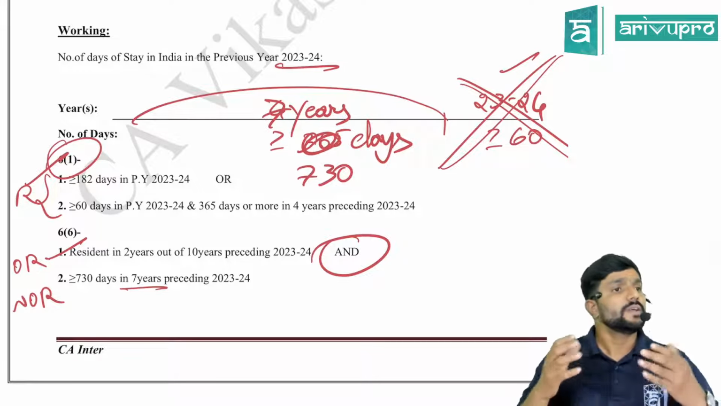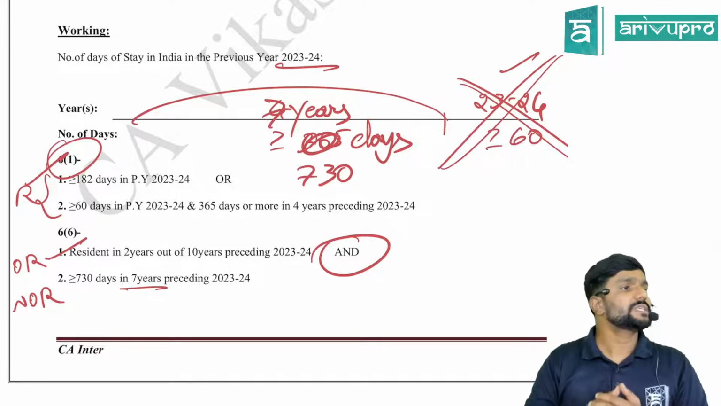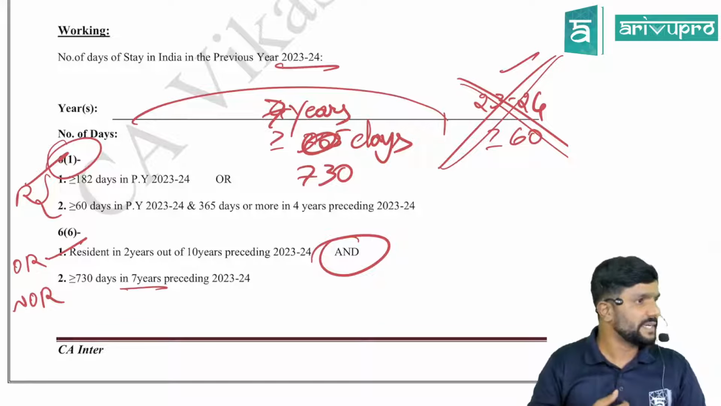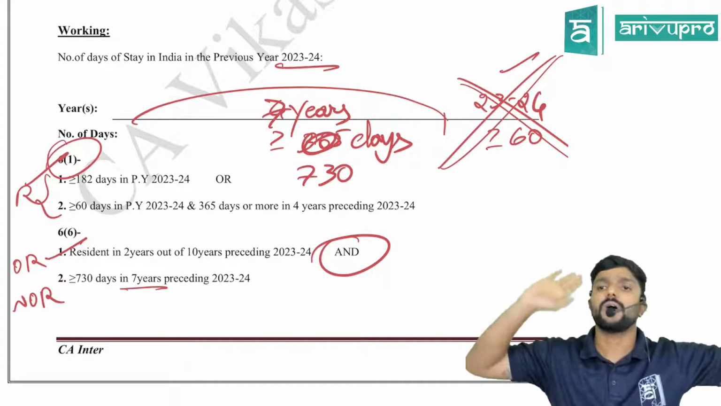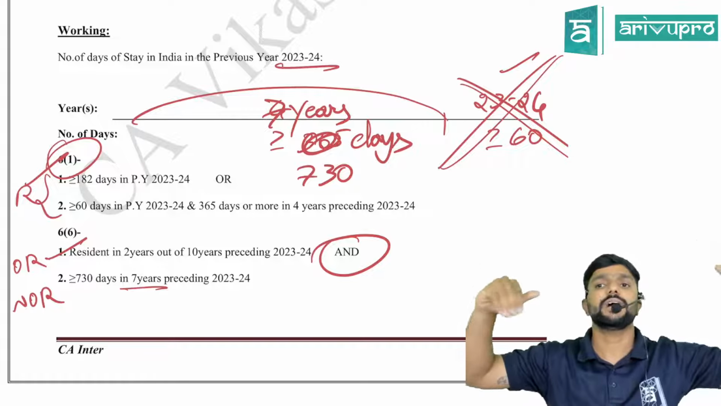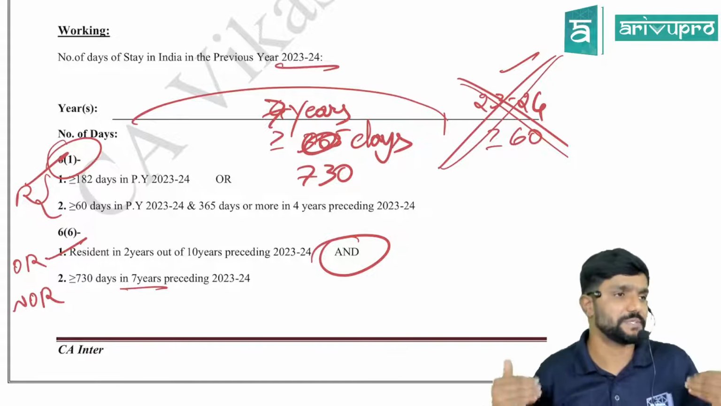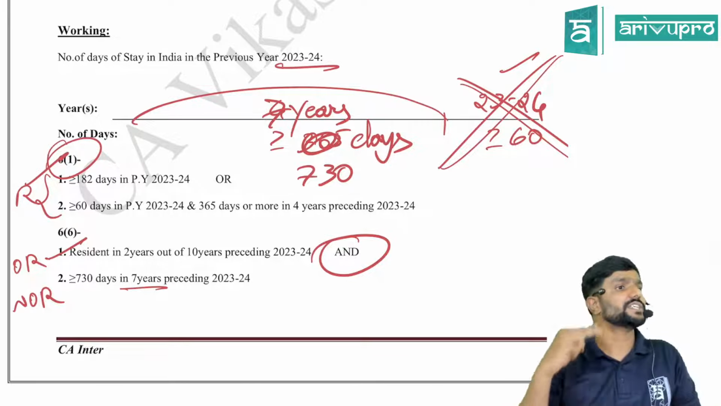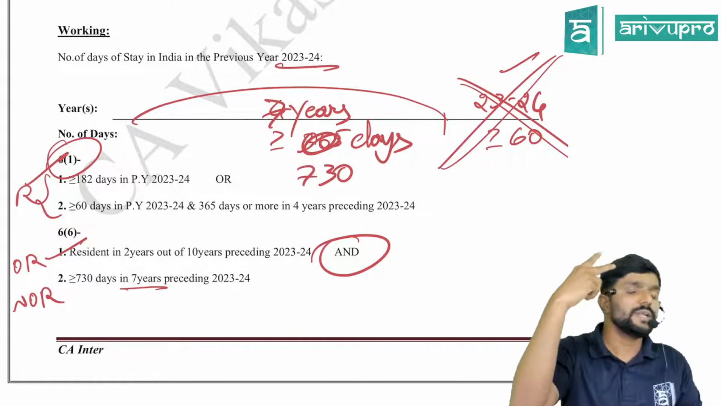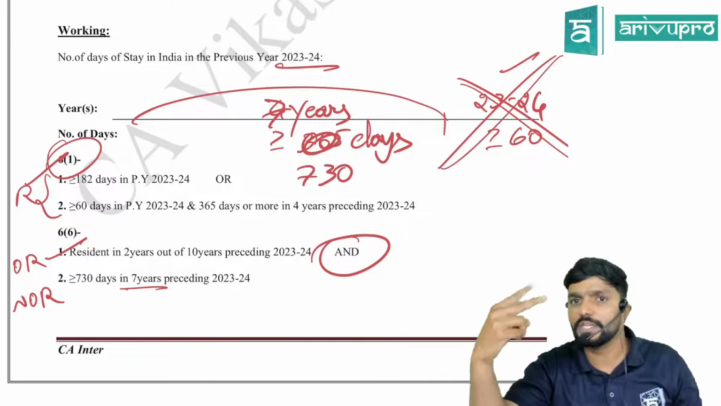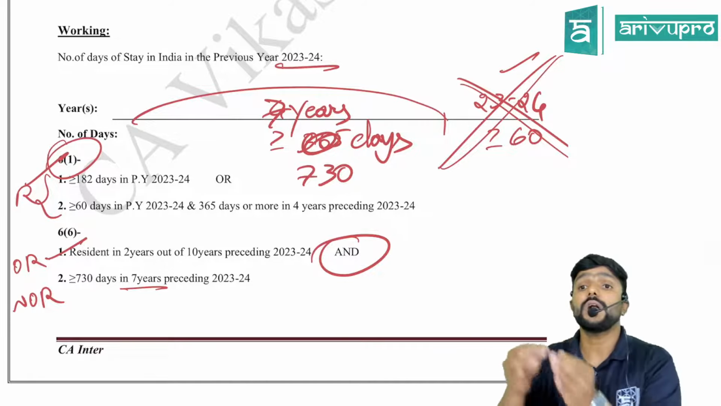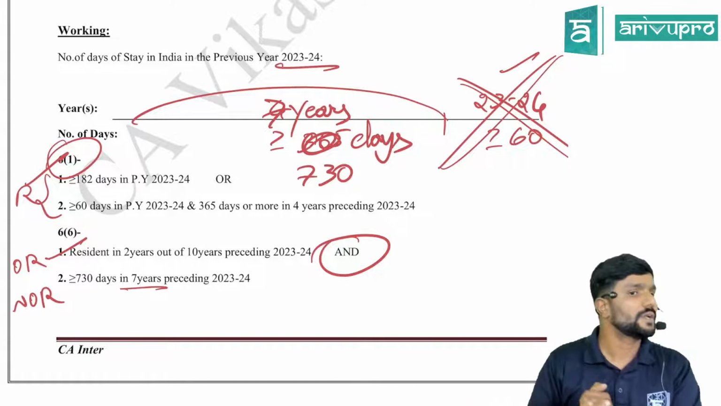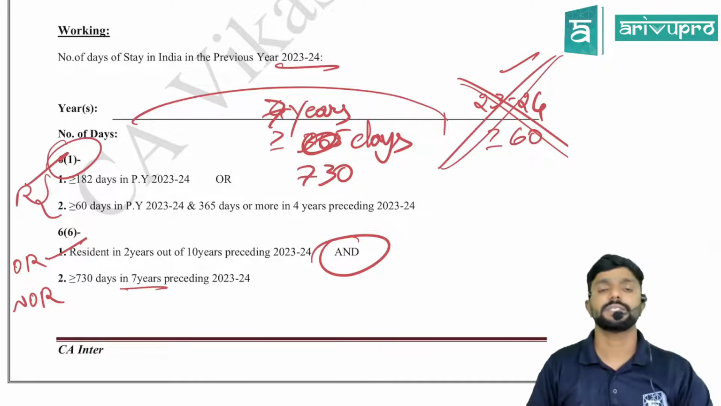Next. Sir, once the individual satisfies any one condition, he becomes resident. Should we check anything else? Yes, we should check whether he is ordinary or not ordinary, for which we have to refer to section 6.6, which gives additional conditions, cumulative. Means only if you satisfy both the conditions, you will become an ordinary resident. If not, not ordinary resident, guys.